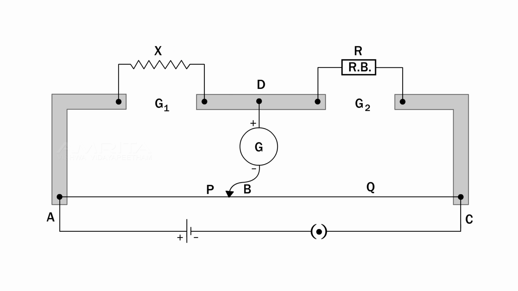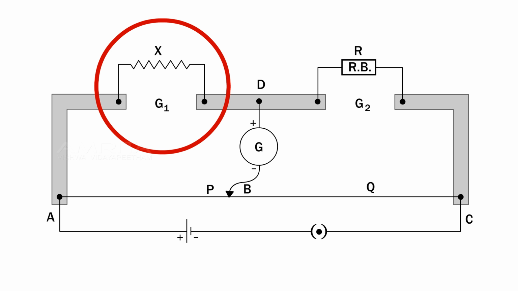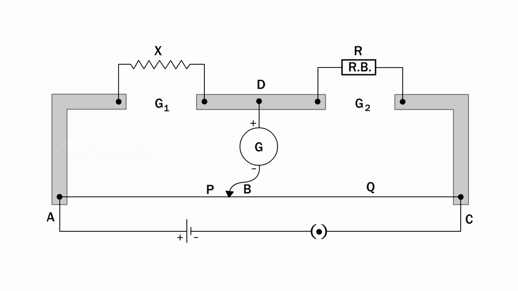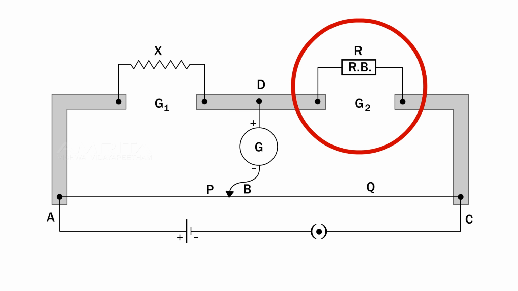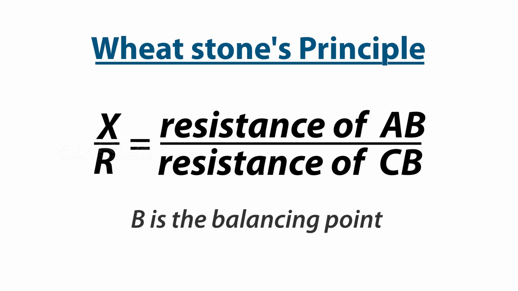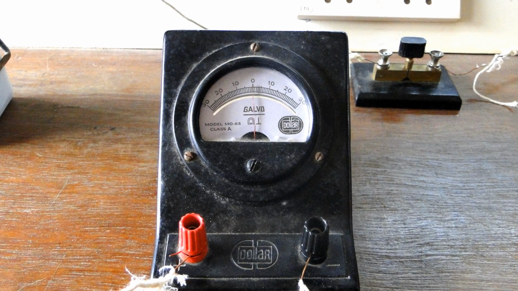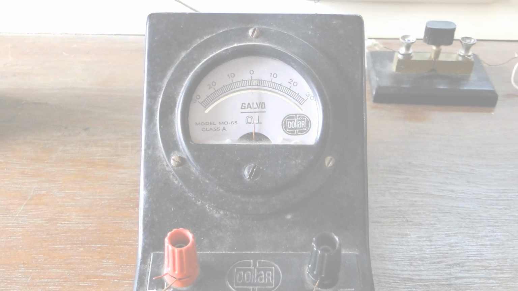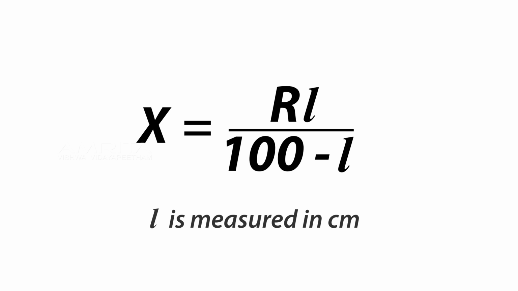In a meter bridge, an unknown resistance X is connected across the left gap G1 and a resistance box R in the right gap G2. Therefore, Wheatstone's principle becomes X by R is equal to resistance of AB divided by resistance of CB, where B is a balancing point in the meter bridge wire where the galvanometer shows null deflection. Then X can be calculated using the formula R into L divided by 100 minus L, where L is measured in centimeter.